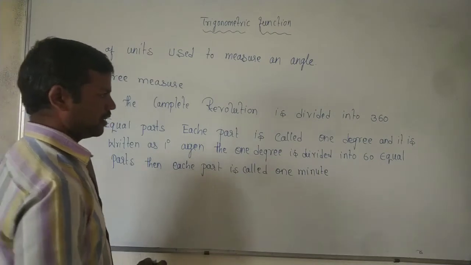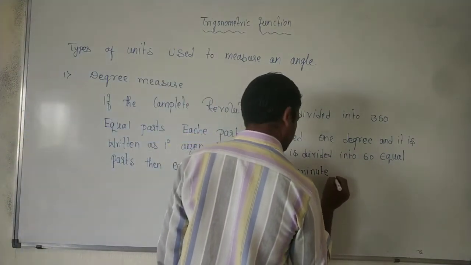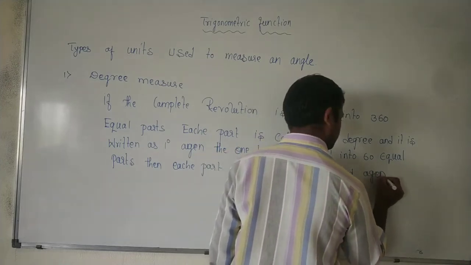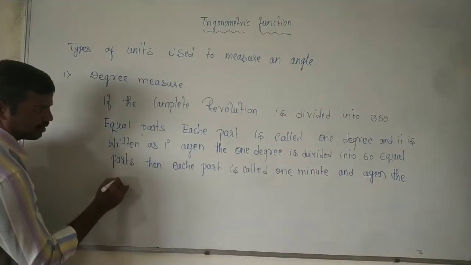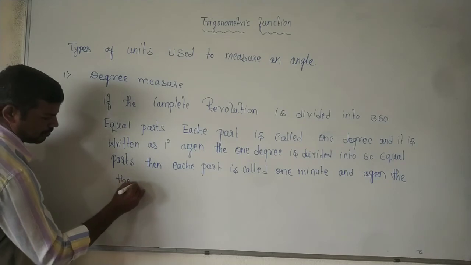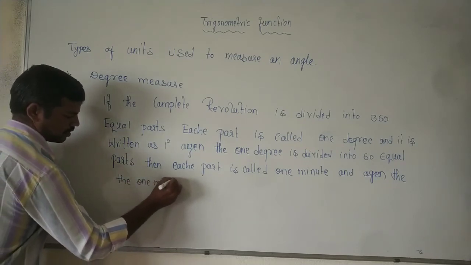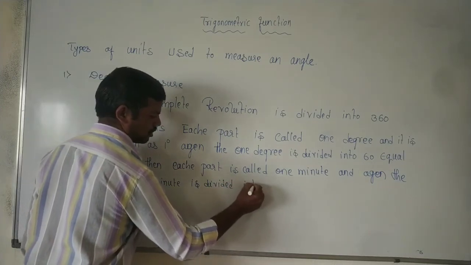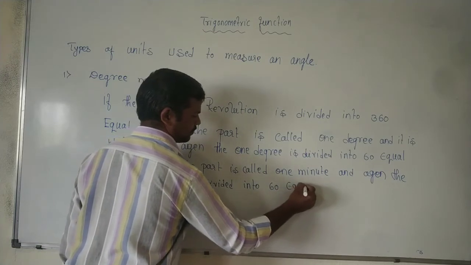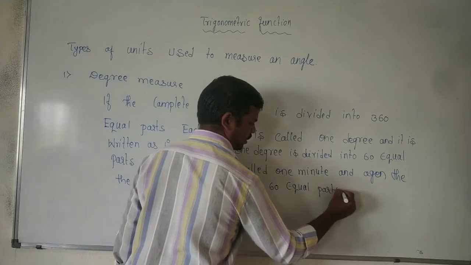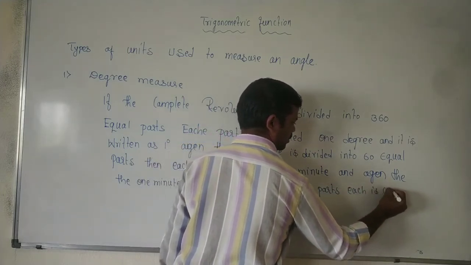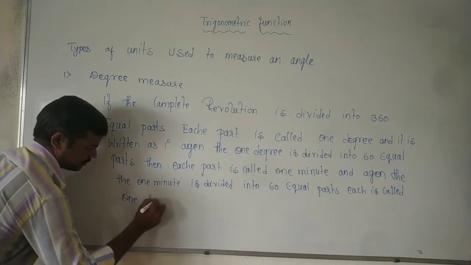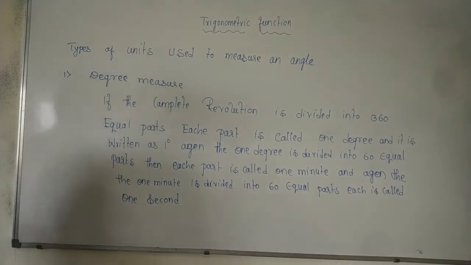Each part is called 1 minute. Again, the 1 minute is divided into 60 equal parts. Each part is called 1 second.